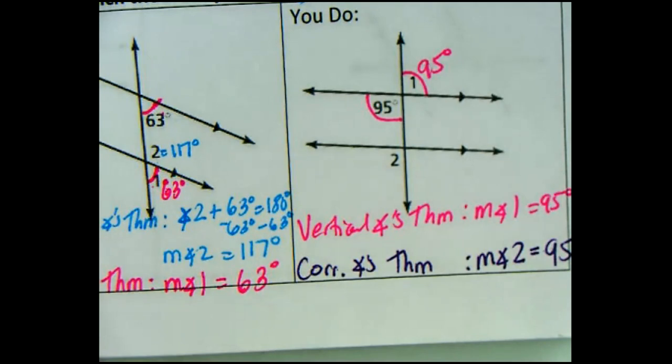85. 85. No, I'm not asking you for the measurement. I'm asking you for the angle pair. Guys, every time I say angle pair, I am referring to the name of the pair. Miss Kay? Alternate exterior angles. Yes, thank you.